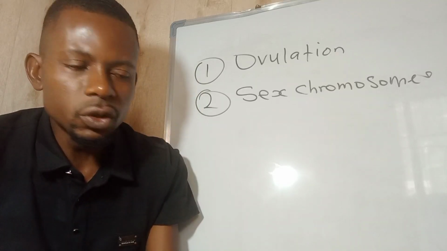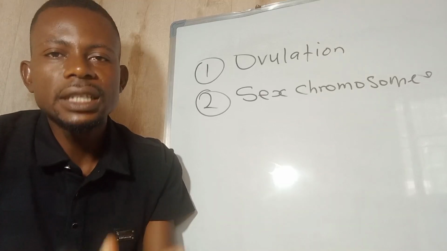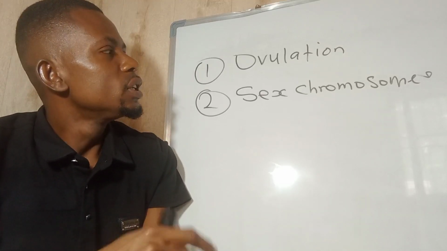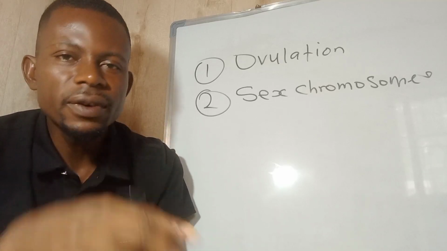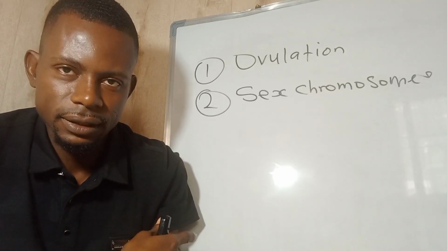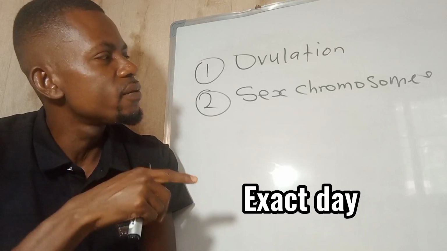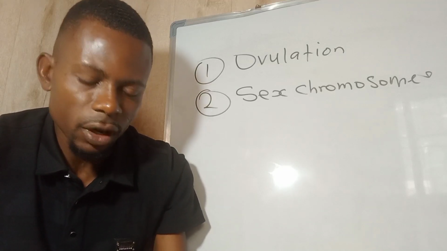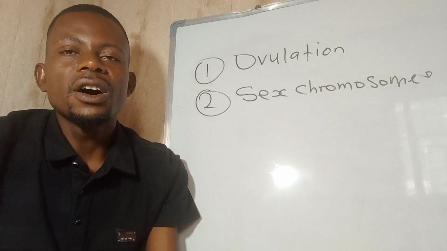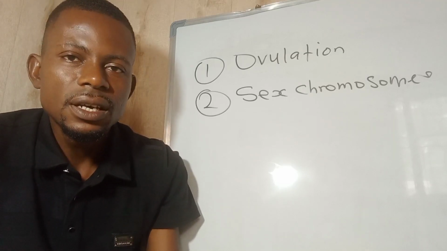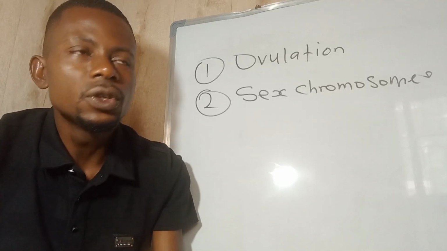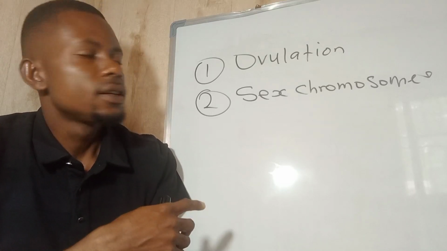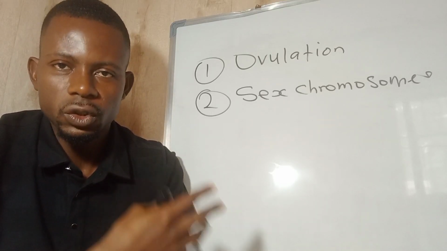So for you to be able to choose the gender of your child, you need to understand ovulation. You need to know the very day you are going to ovulate as a woman. So is it on the 20th of the month? Is it on the 25th? Is it on the 1st? Is it on the 16th? Nobody knows. It is only you.